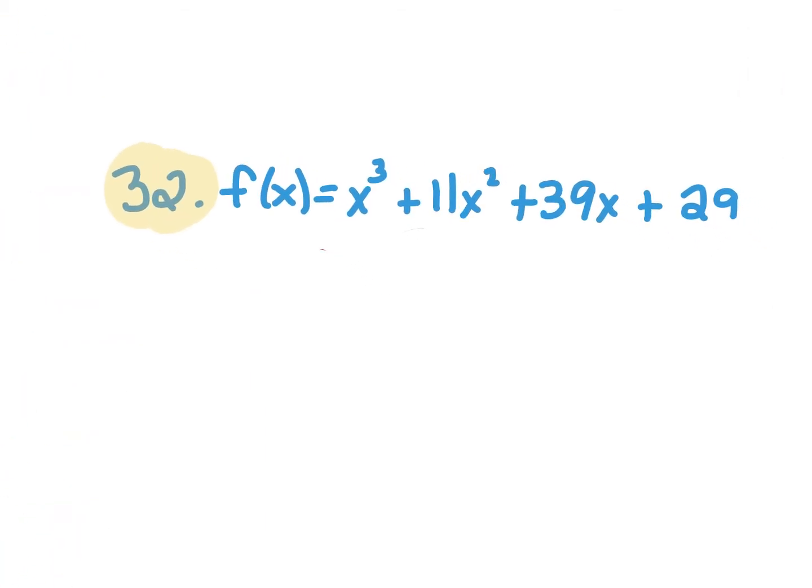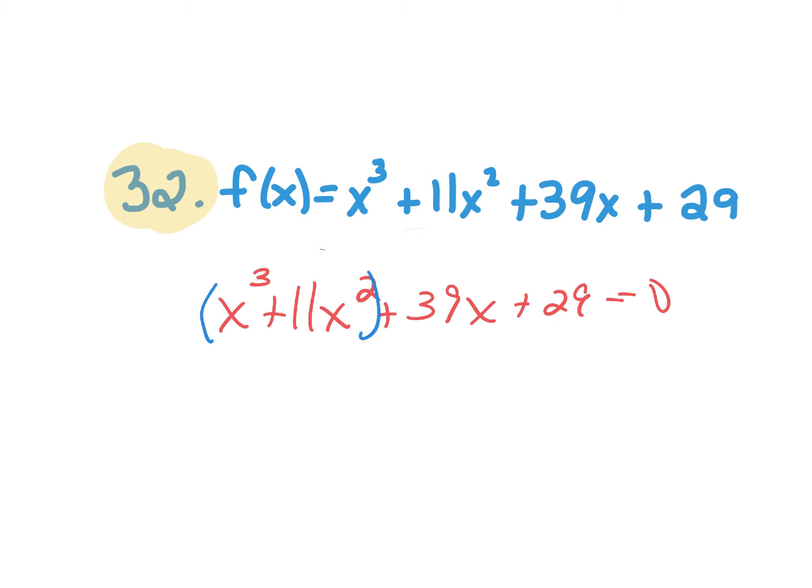All right, 32. Here we go. Again, we're solving. So we're going to rewrite the problem and say x cubed plus 11x squared plus 39x plus 29 equals 0. Yes? First thing we look for is a GCF. Is there any number or letter that I can take out of all 4? All right, so now if I have 4 terms, what do we look to do if we have 4 terms? We look to group. So first 2, second 2.